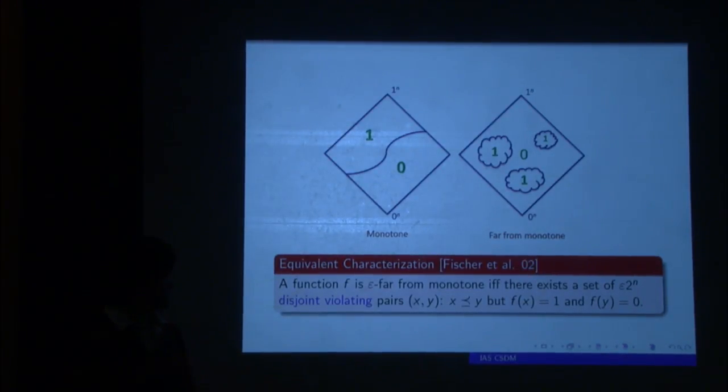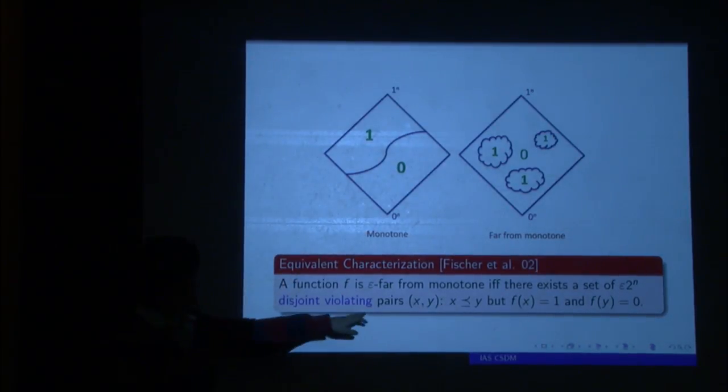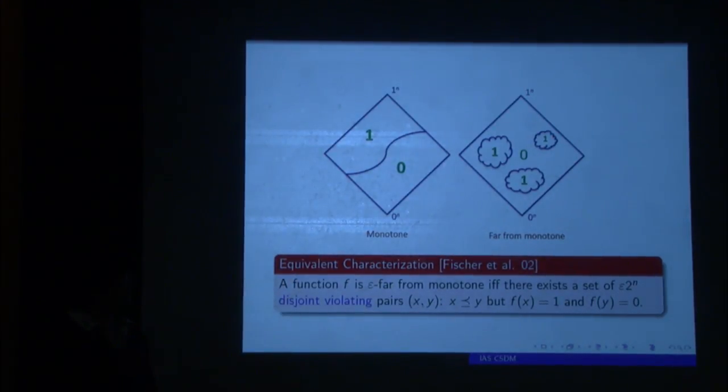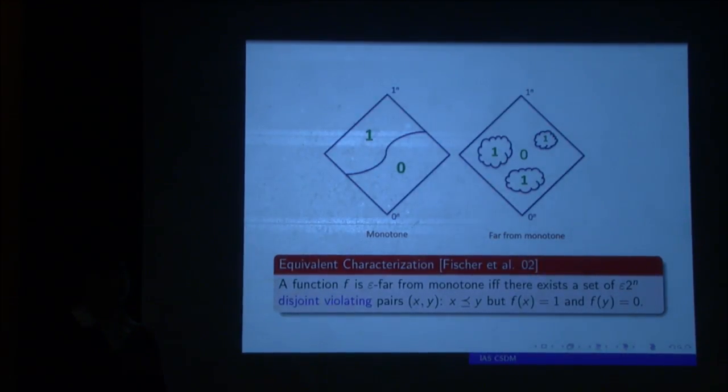These are not necessarily edges in the hypercube. It's violating pairs. But they should be disjoint. Each pair should give you a violation. If you see any such pair, you can just reject the function. So this characterization we'll use later in the talk.